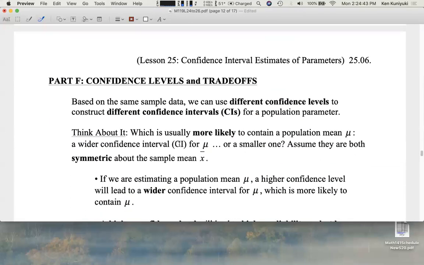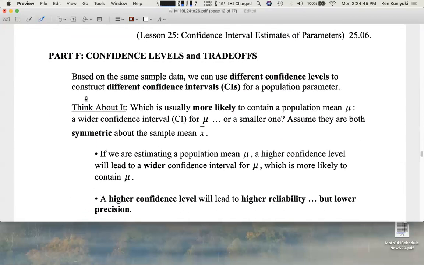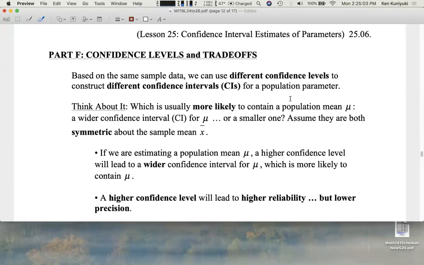But that leads to a trade-off. So, confidence levels and trade-offs. Based on the same sample data, we can use different confidence levels, for example, 95% versus 99%, to construct different confidence intervals, a 95% CI versus a 99% CI for mu, or some population parameter.